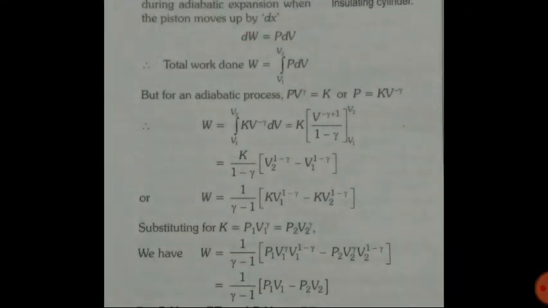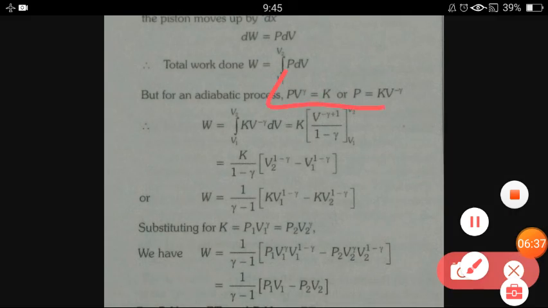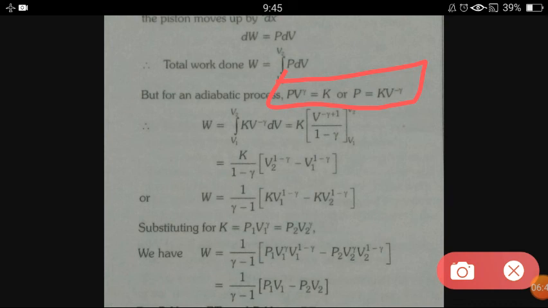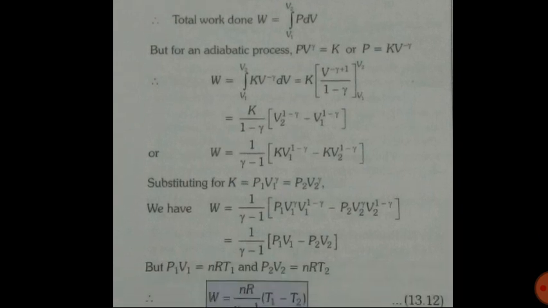Then for the adiabatic process we know the relationship between P and V is PV^gamma equals K, or we can write P equals K V to the power minus gamma. Now we are putting that value of P in the work equation.